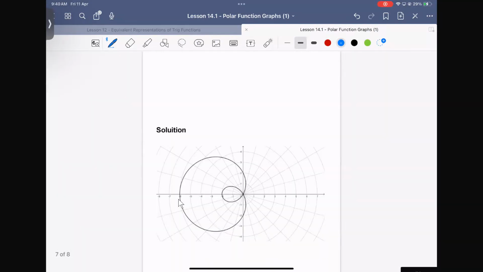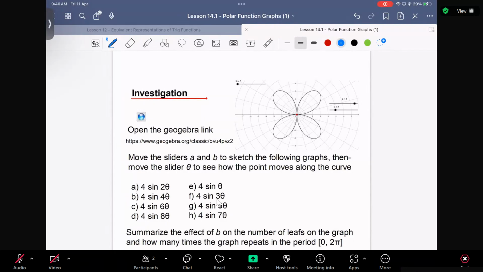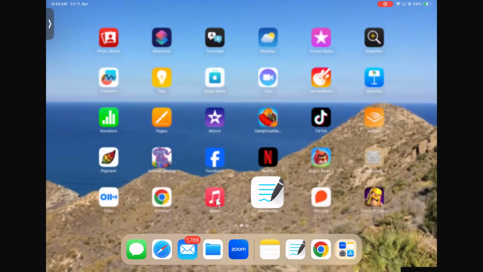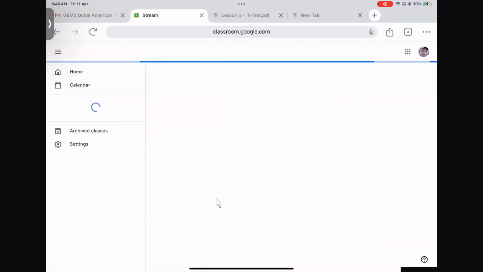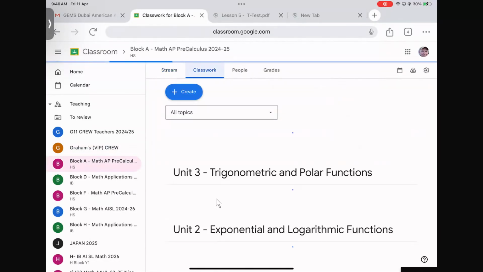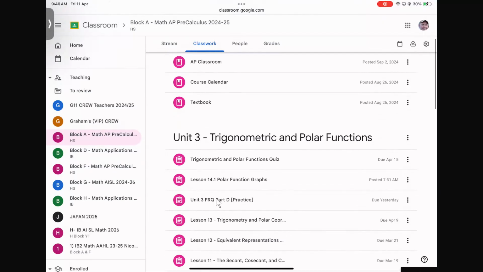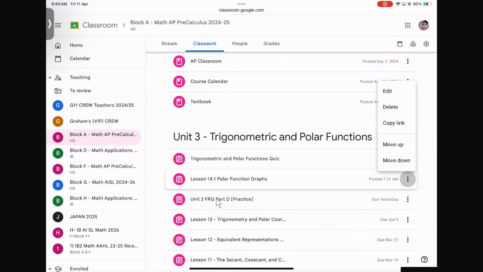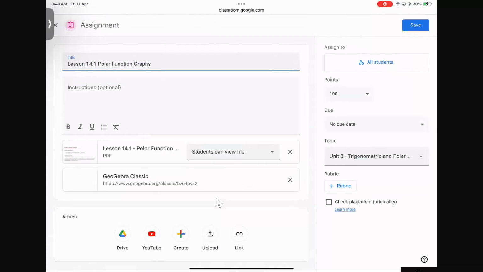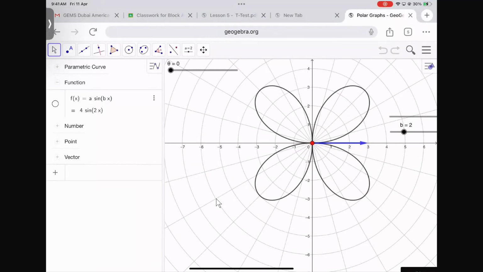Why don't we go to the Google Classroom, open up the link to the GeoGebra I've shared with you. When you open it up, make a copy of it for yourself. So we have this graph here that we're going to play with.